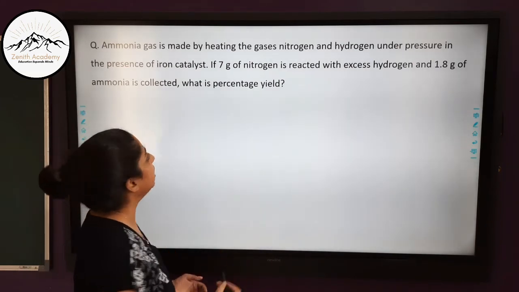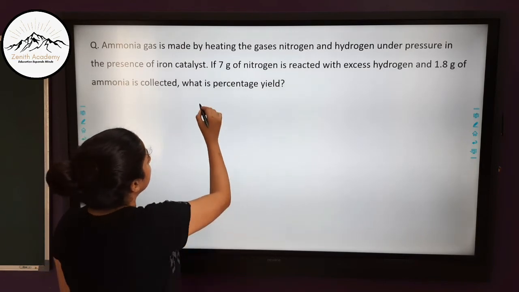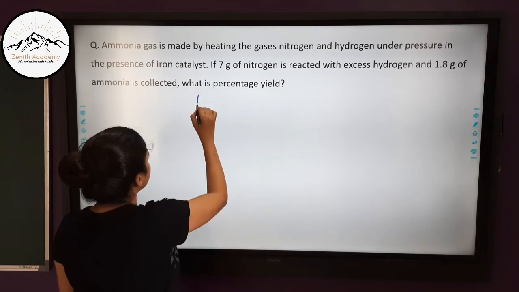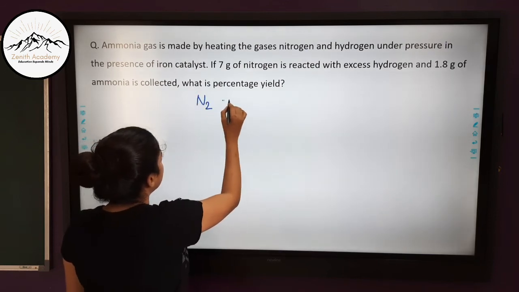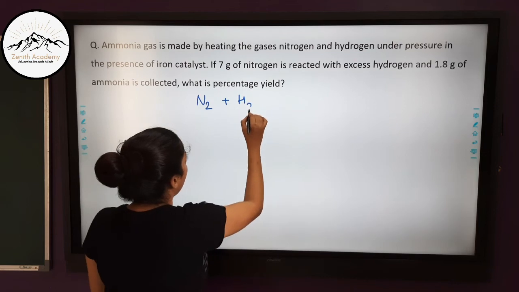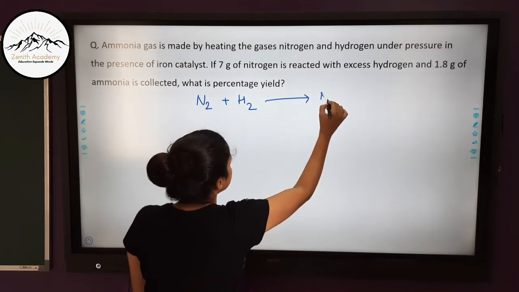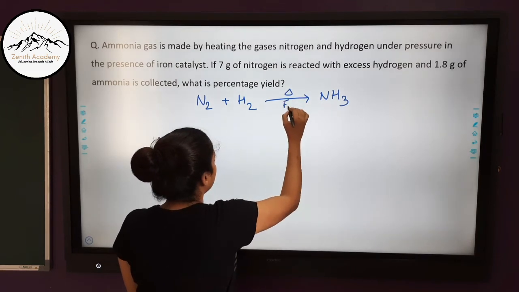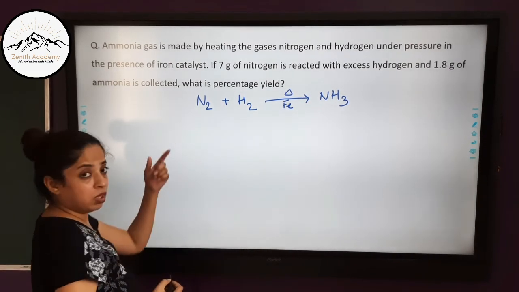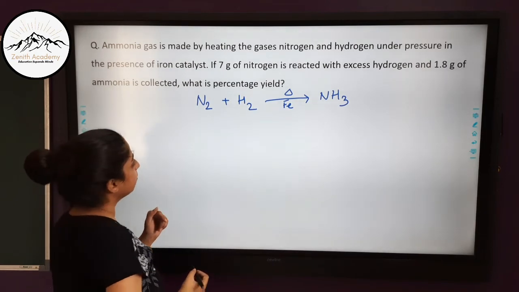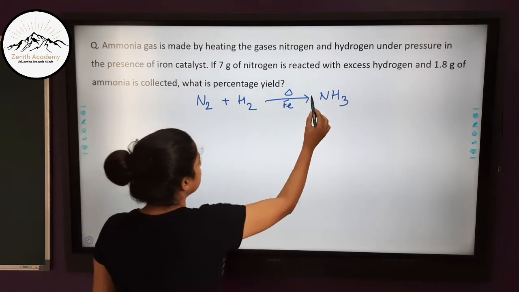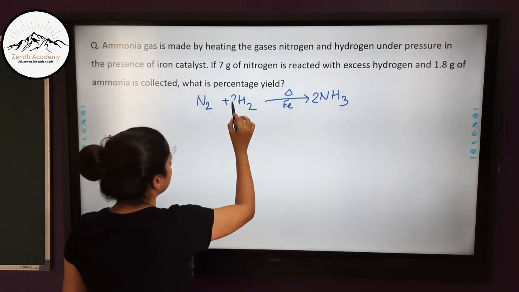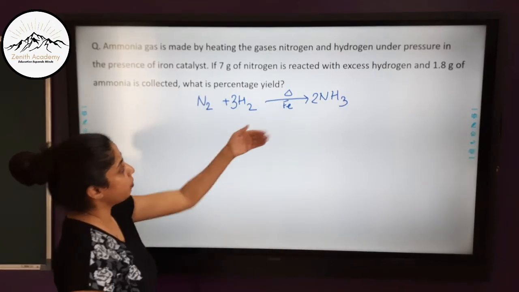So let us first write the equation. Ammonia gas is made by heating gases nitrogen and hydrogen. So first we will take nitrogen, then we will take hydrogen and form ammonia gas by heating and in presence of iron catalyst. Now the first step is to balance the reaction. So if there are 2 nitrogen here, 2, hydrogen is 6, so 3. So now it is balanced.